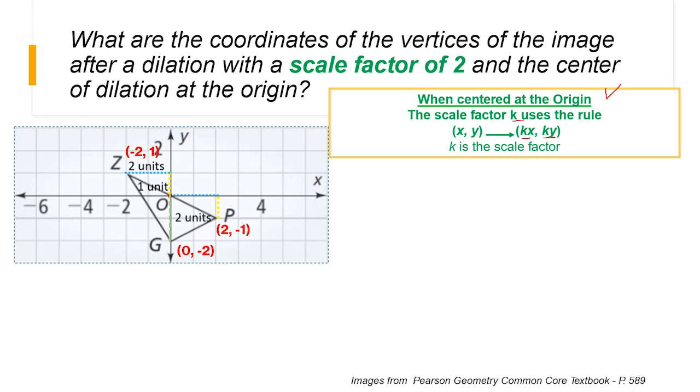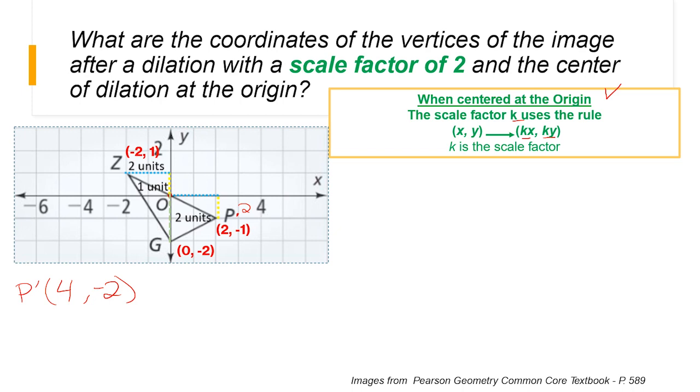So for P, our P is 2, -1. Multiplying that by 2, 2 times 2 is... 2 times 2 is not 2. Erase that. 2 times 2 is 4. And 2 times -1 is -2.